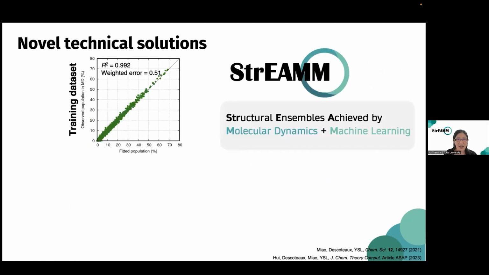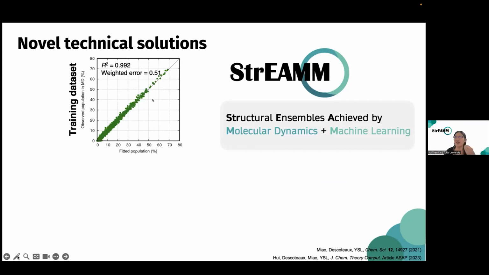In the training sequence data set, in this figure, on the x-axis is the fitted population by the model. On the y-axis is what you actually see in the molecular dynamic simulation. Each dot is a specific cyclic peptide sequence adopting a specific structure. So you want y equals x. So you can see that this correlation is really, really good.